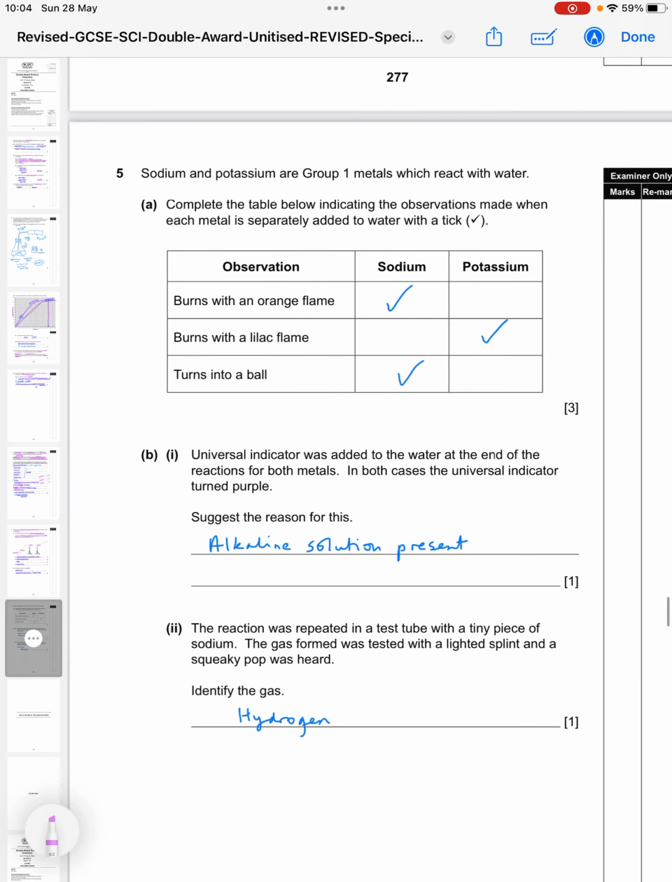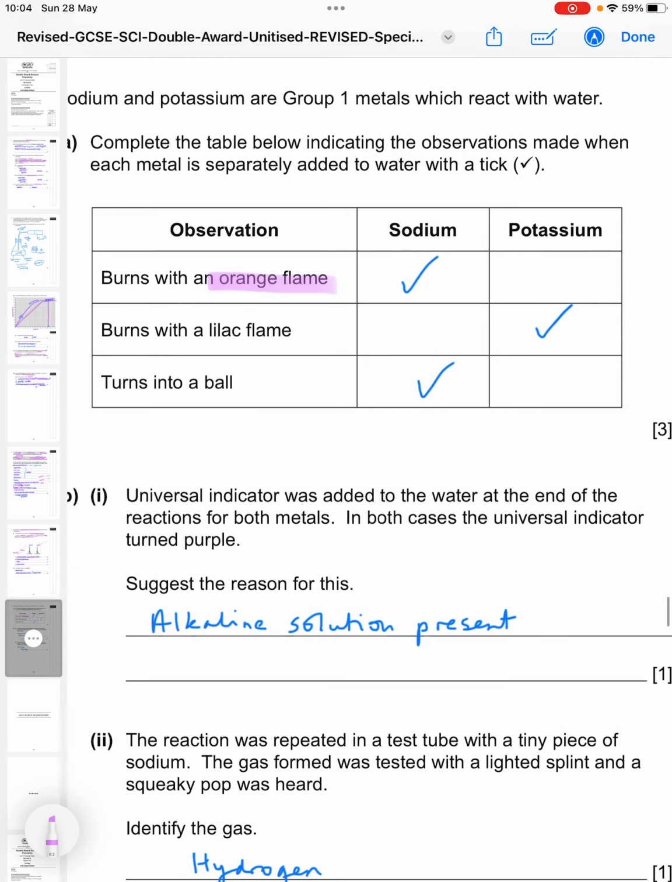Okay, moving on to the next one. Sodium and potassium are group 1 metals which react with water. Complete the table below indicating the observations made when each metal is separately added to water with a tick. So burns with an orange flame. Now, they do say in their acceptable colour changes that sodium is yellow, so this question has annoyed me a little bit, but that's sodium. Lilac flame is potassium, and then this turns into a ball.